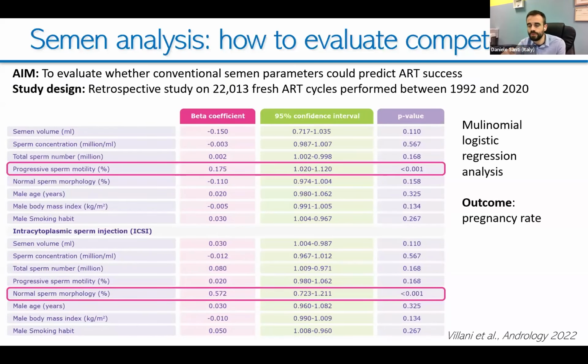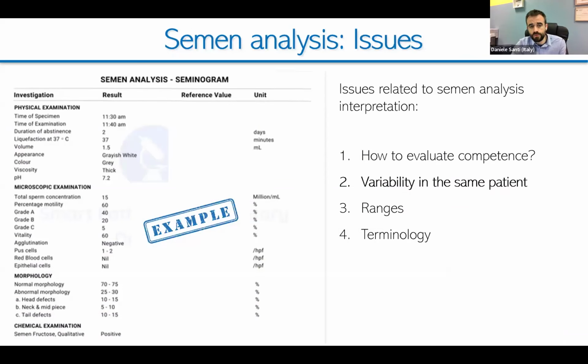So far, we are not able to define which parameter should be the best parameter to evaluate the fertility of our patient. The second point to remember is the high variability of semen analysis, since it is largely demonstrated that the semen analysis in the same patient could be very different. And this is the reason why the WHO recommends performing at least 2 semen analyses to have an idea of the real fertility or potential fertility of our patient.